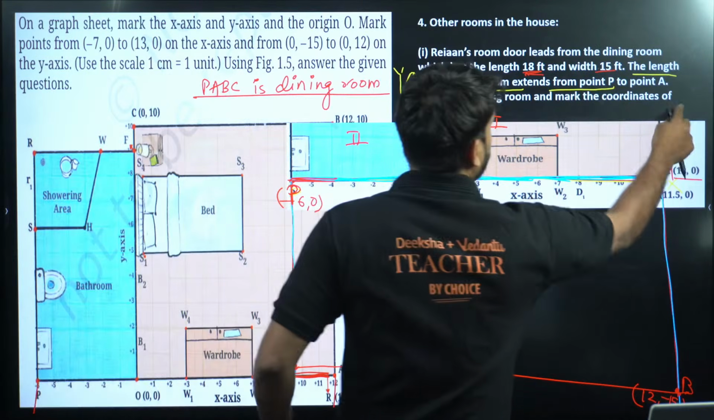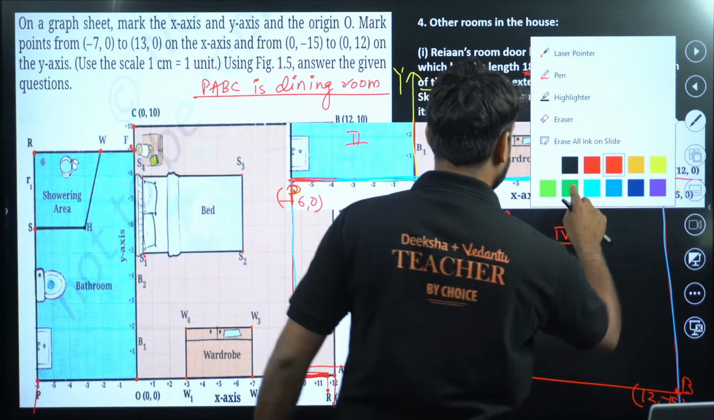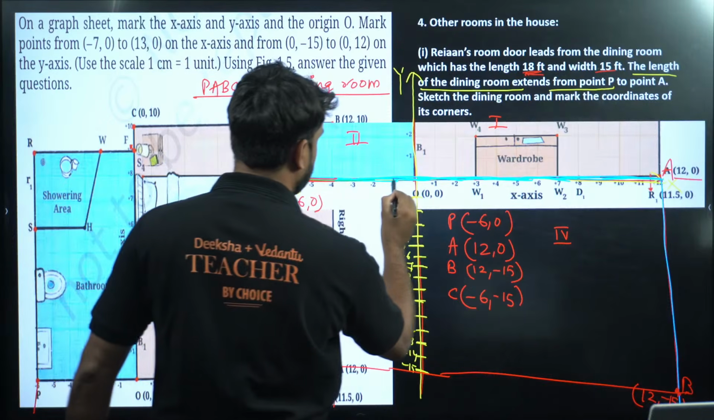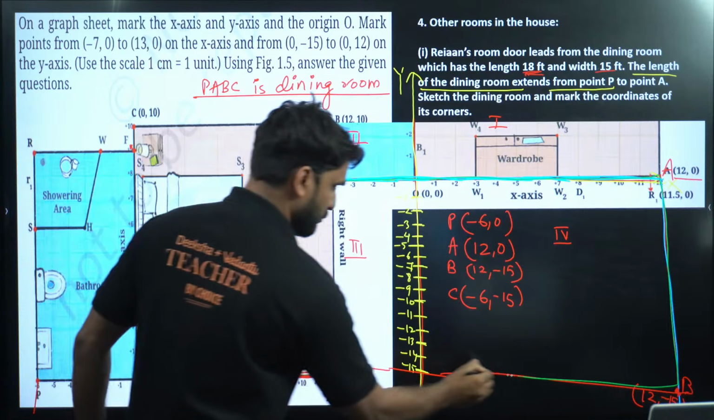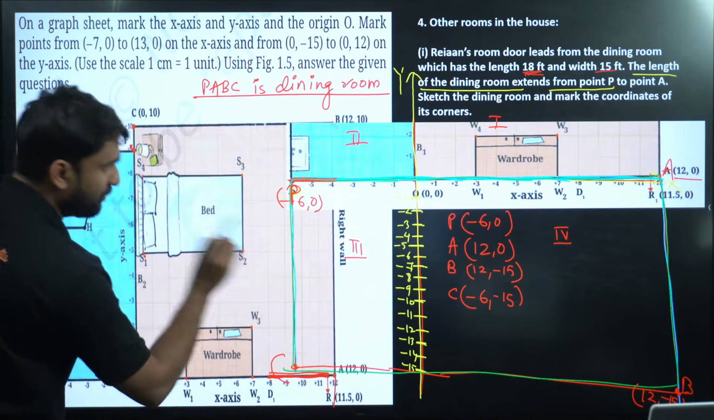So I'm using green color here for the final visualization of the dining room. So in green color, this is the dining room.